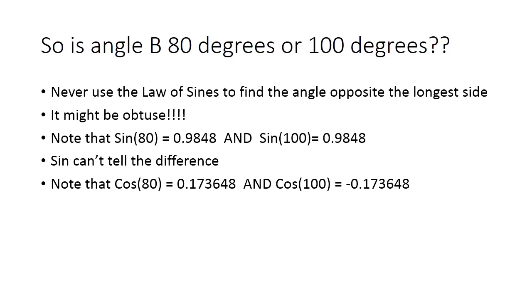Now, take a look at cosine. The cosine of 80 degrees is 0.173648. But the cosine of 100 degrees is negative 0.173648. The absolute values are the same, but for this one, notice it's a negative number. Cosine can tell the difference between an acute angle and an obtuse angle. Obtuse angles will have negative cosines. So just remember this rule: never use the law of sines to find an angle opposite the longest side, and you'll be absolutely fine.